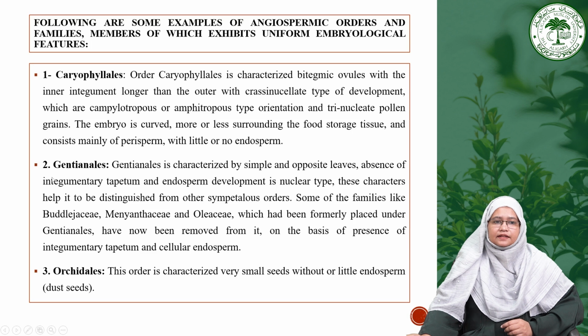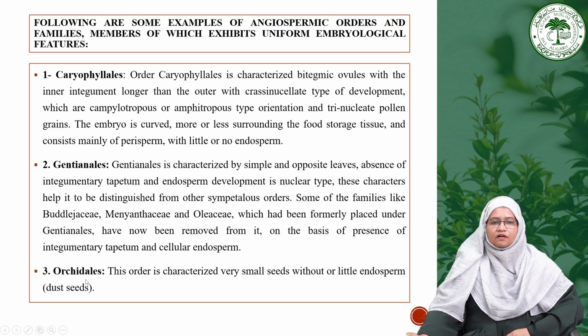Then the Gentianales is characterized by simple and opposite leaves, absence of integumentary tapetum, and endosperm development of nuclear type, and these characters help to distinguish it from the other sympetalous orders. And some families like Buddlejaceae, Menyanthaceae and Oleaceae, which had been formerly placed under the Gentianales, have now been removed from it on the basis of presence of integumentary tapetum and cellular endosperm.